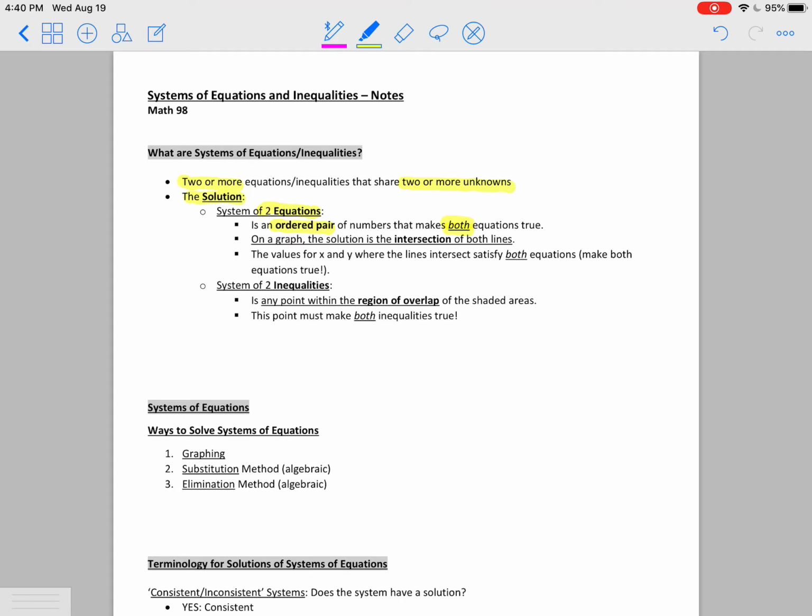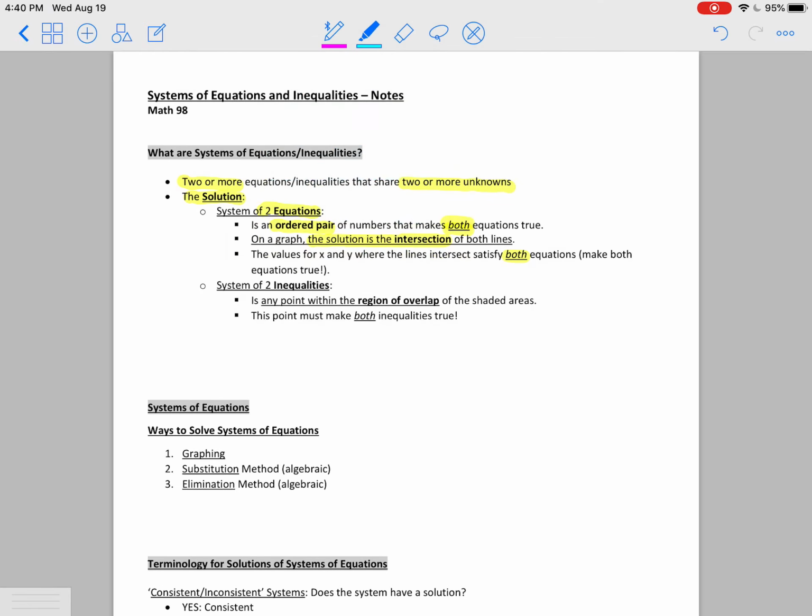On a graph, the solution is the intersection of both of those lines. So it's the point where they cross. And like I just got through saying, the x and y values where those lines intersect have to satisfy both of the equations, or make them both true.